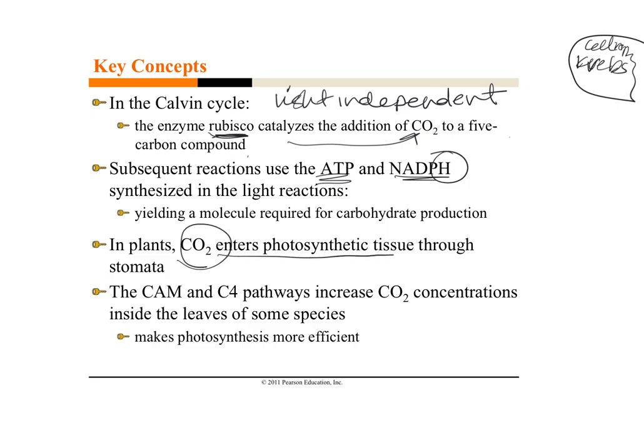CO2 enters photosynthetic tissues through the stomata. What are they? Openings in the leaves. CO2 has to get in. It's a gas. Where does the gas oxygen come out? Stomata. And remember, there's a little tutorial for this, so some species can make photosynthesis more efficient.